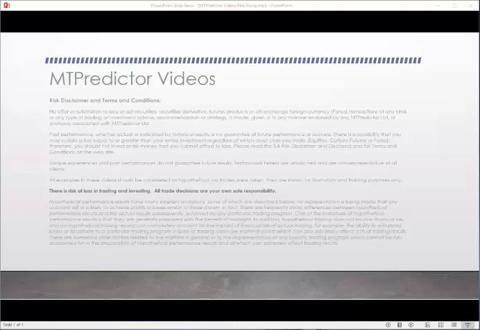In today's MTPredictor video, I'd like to look at some profits and losses, and in particular have a look at how to use the higher time frame charts on the BankNifty, which is one of our Indian markets we follow.